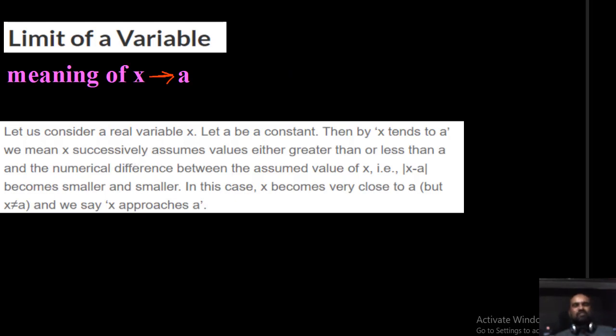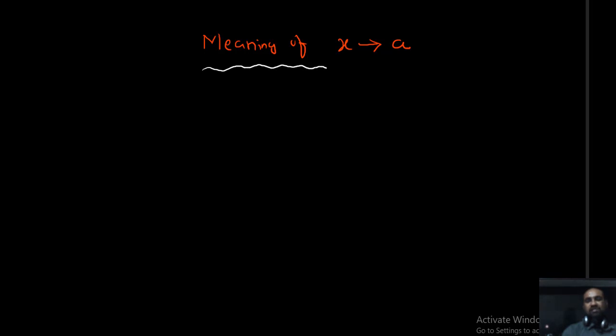First definition is limit of a variable, or the meaning of x is tending to a. I will explain through an example, students. First of all I will explain the meaning of x arrow a. We will read it as x approaches a, or x is tending to a.